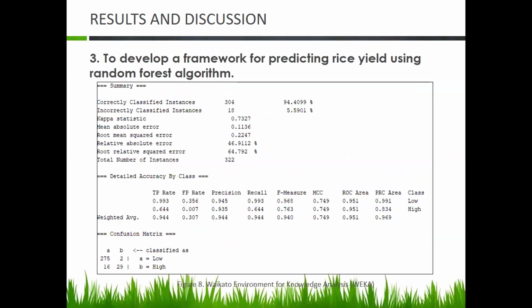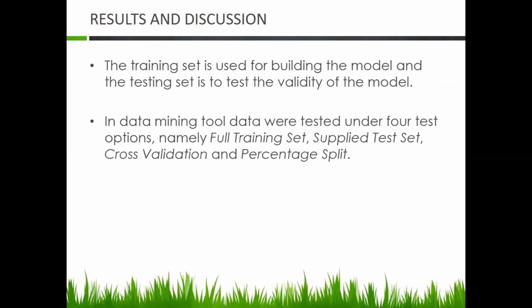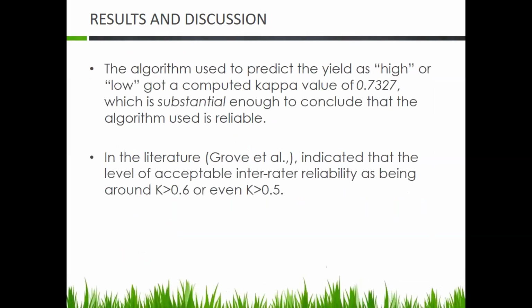Now, here is the framework that resulted in phase 1, which is the development of the framework. So the training set is used for building the model, and the testing set is to test the validity of the model. So in the data mining tool, we have tested under 4 test options, namely the full training set, the supplied test set, the cross-validation, and then percentage split.